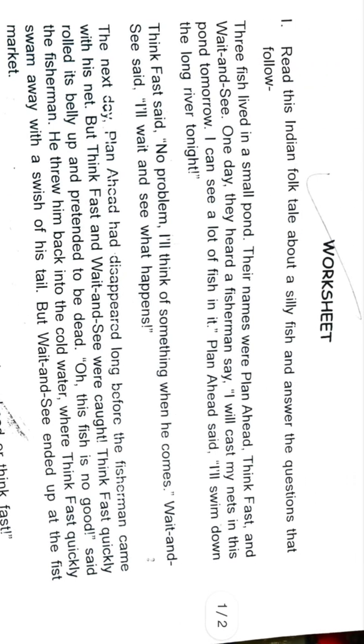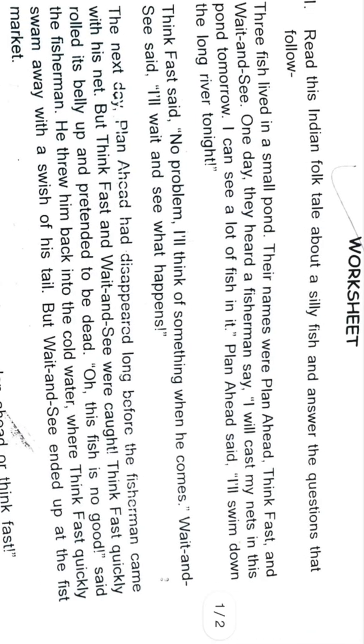So first we'll read the passage. Three fish lived in a small pond. Okay, there were three fish who lived in a small pond, and their names were Plan Ahead, Think Fast, and Wait and See. I know it's weird, but yes, these were the names of those fish.